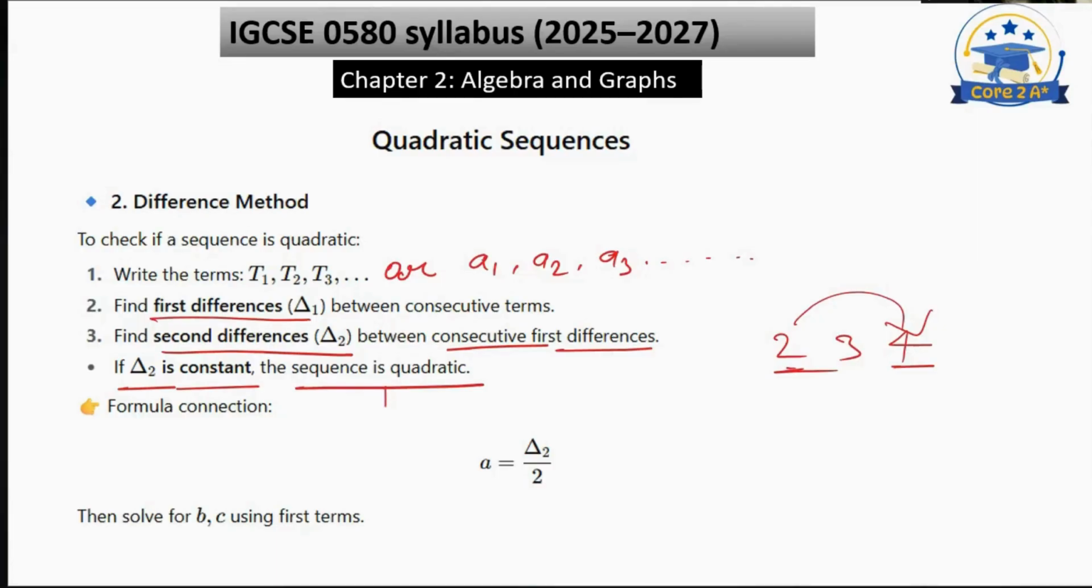After knowing this is a quadratic sequence, how do we find a, b, c? First, a is fixed. A is always delta 2 over 2. Delta 2 is the constant second difference, so a is equal to the second difference divided by 2, or half of the second difference. Then solve b and c using the first terms.